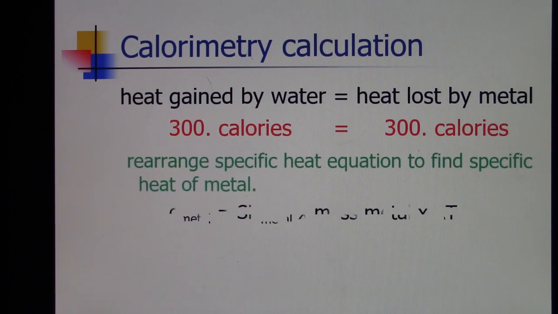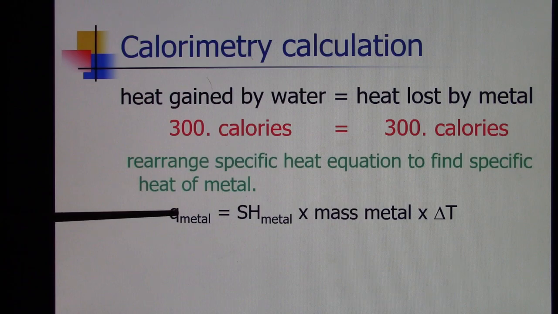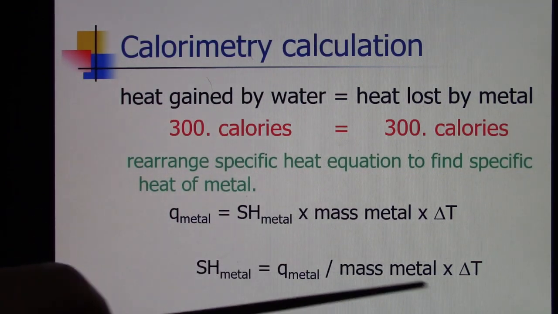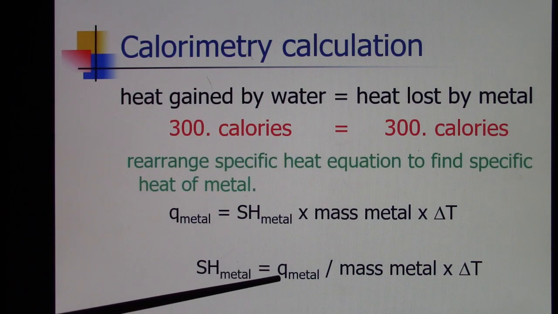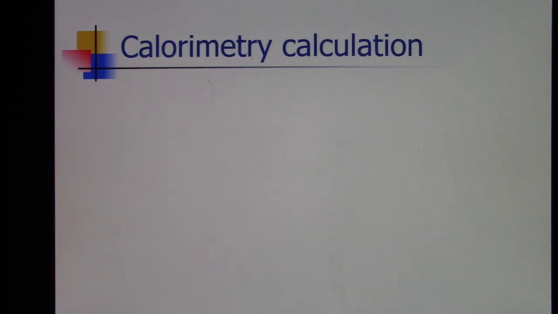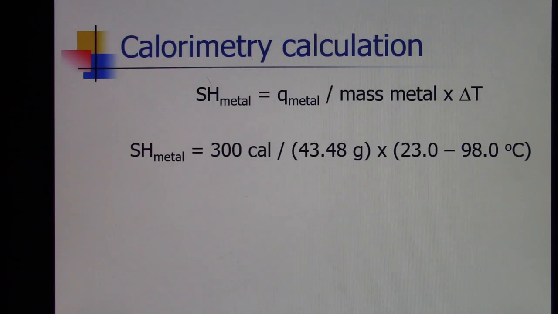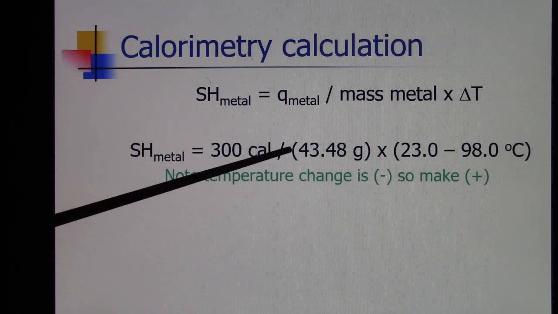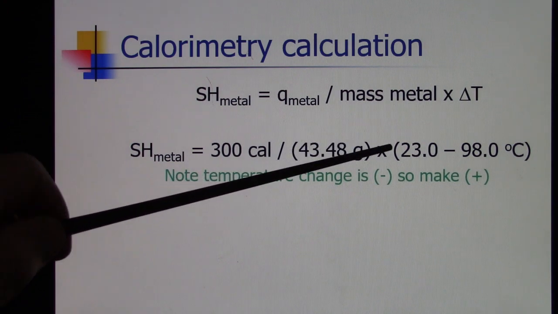rearrange the specific heat equation to find the specific heat of the metal. So this is the specific heat equation now for the metal. The heat of the metal equals specific heat of the metal times the mass times the change in temperature. I'm going to rearrange the equation. I want to solve for this, so I'm going to divide both sides by mass times change in temperature. So specific heat equals the heat divided by the mass times the temperature change. Just plug in the numbers: 300 calories divided by the mass of the metal times temperature change.